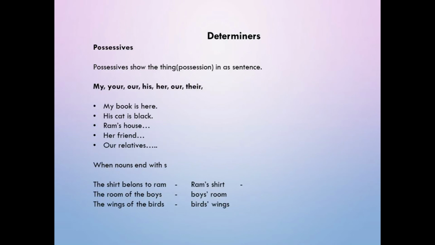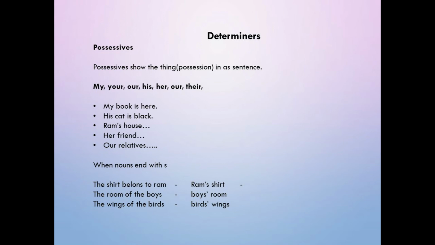The next one is how possessives act as determiners in sentences. What we are next gonna see is how possessives act as determiners in a sentence. Possessive determiners show the possession in a sentence. So what is included in possessive determiners? My, your, our, his, her, their. The words including mine, yours, ours, hers, and theirs are not possessive determiners.